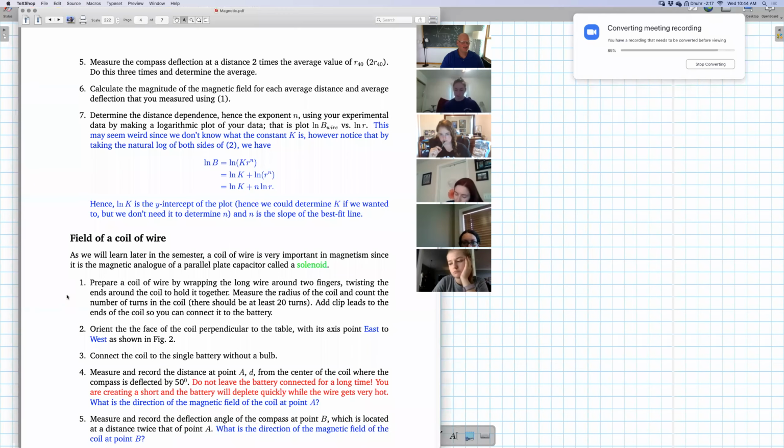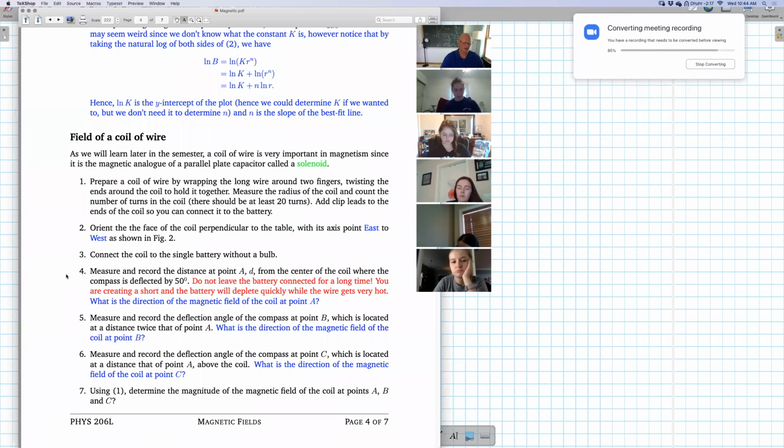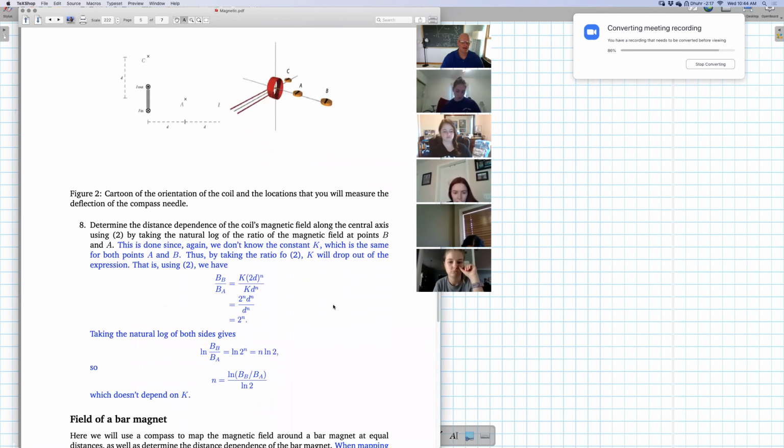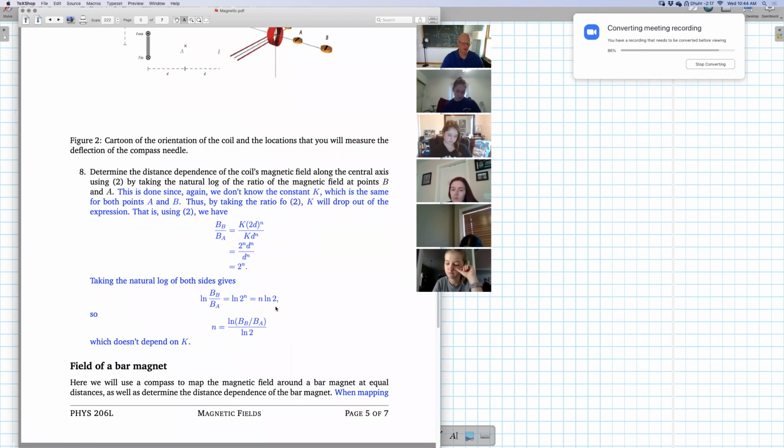And then the next part is for a coil. So in the video, again, they're going to make a coil. They're going to measure the deflection at a few different angles. So they're going to measure at position A, position B, and position C. And as far as you're concerned, you only care about what they have at A and B. From A and B, you're then going to use this equation, which basically says that you're going to take the natural log of the magnetic field at B divided by the magnetic field at A, divide all that by the natural log of 2, and that's going to give you, again, your n value.